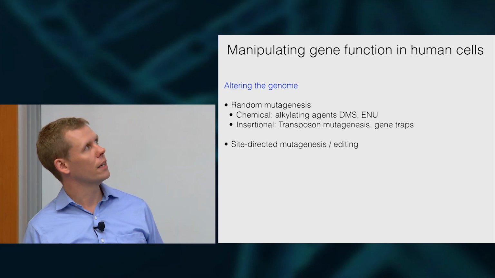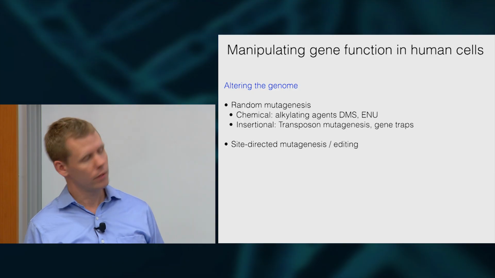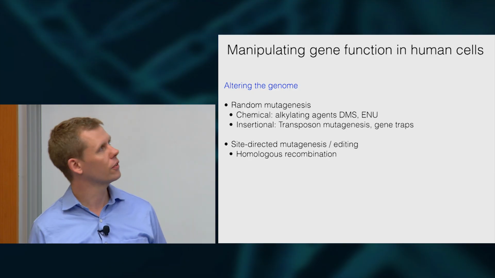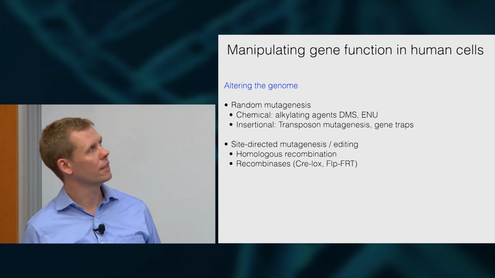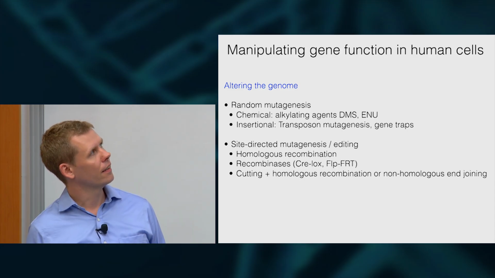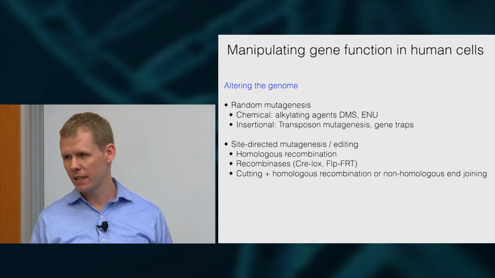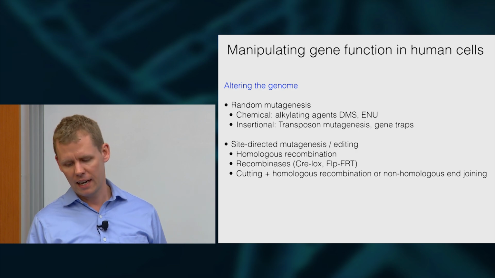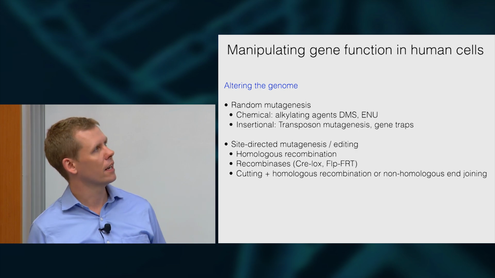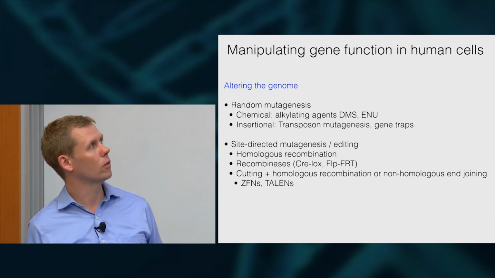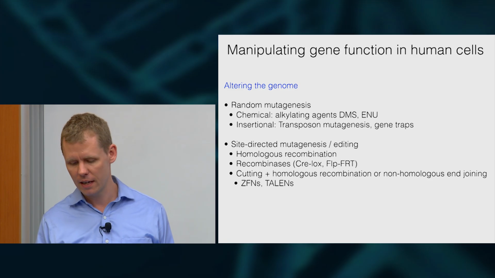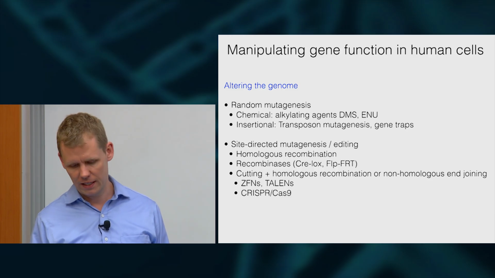In addition to these random mutagenesis approaches, there can be site-directed mutagenesis and editing approaches, homologous recombination using site-directed recombinases, and obviously, as we heard from Dana yesterday, combining cutting with either homologous recombination or non-homologous end joining approaches, which traditionally or earlier could be done with zinc fingers and TALENs, and now can be done with CRISPR-Cas9.